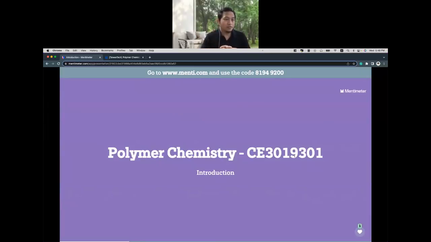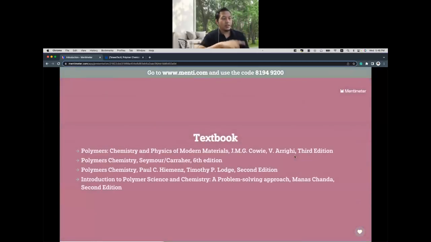So I'm not going to force you to memorize everything, but you need to at least have a good understanding of the structure. So that's polymer chemistry, in a sense. And the textbook, the textbook we have.